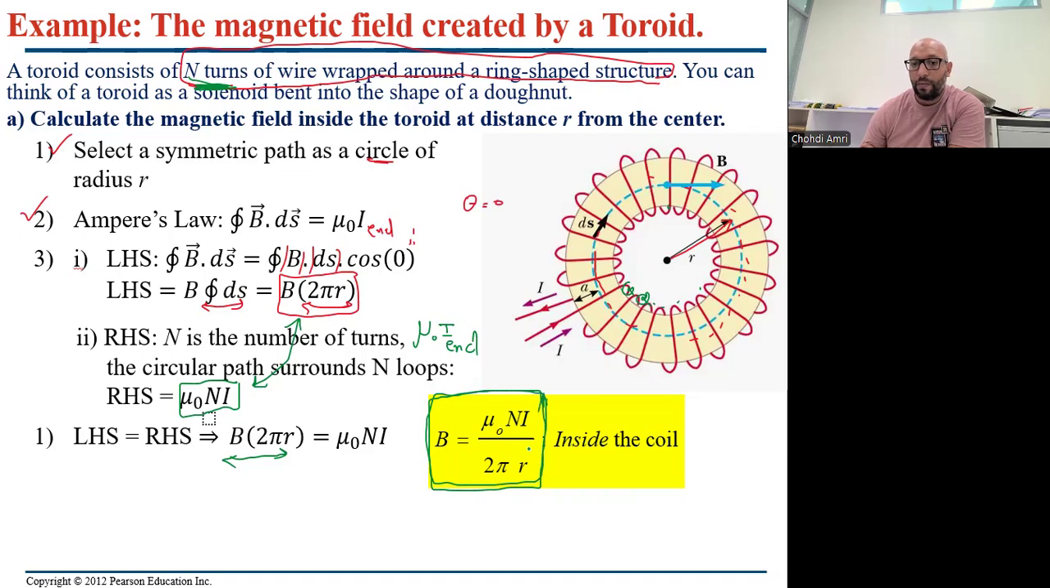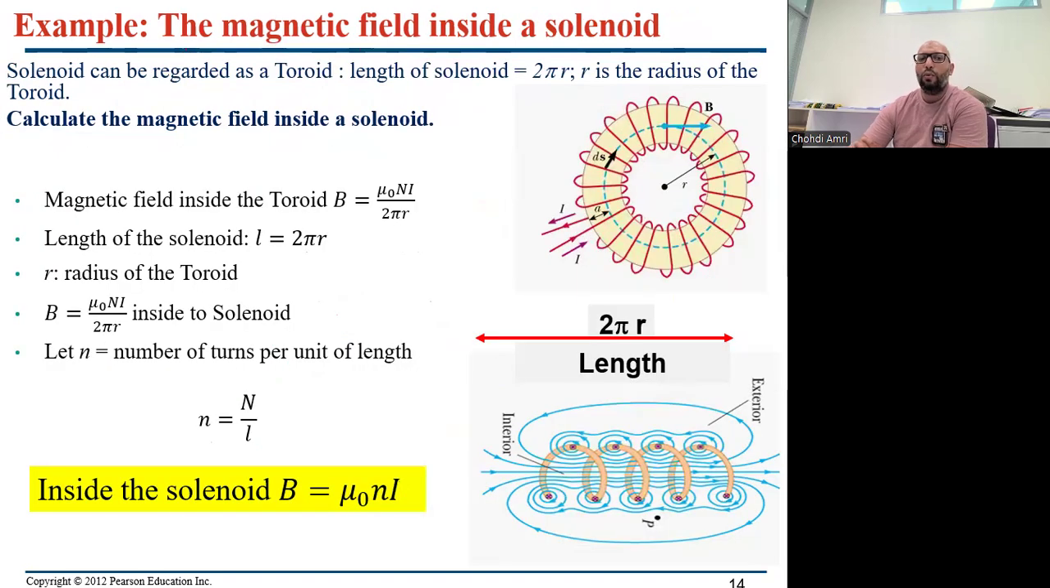Okay, we are done. So this is the magnetic field produced by a toroid. Now, if we want to get the equation of the magnetic field for the solenoid from the equation of the magnetic field of the toroid, imagine if we break down this toroid over here, and then we open the toroid. So what are we going to get? We will get a solenoid.